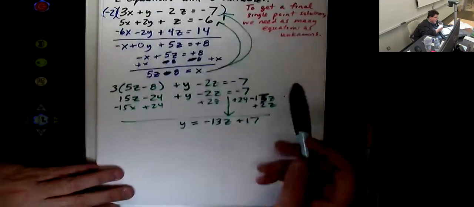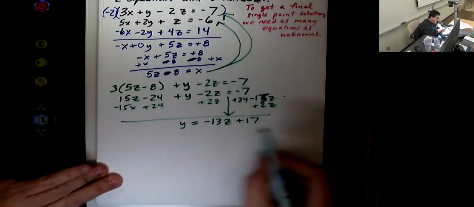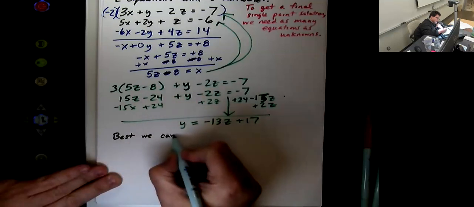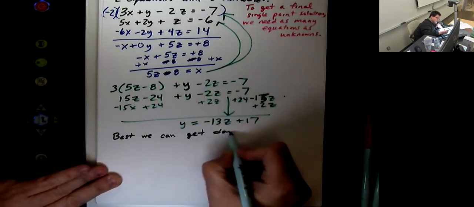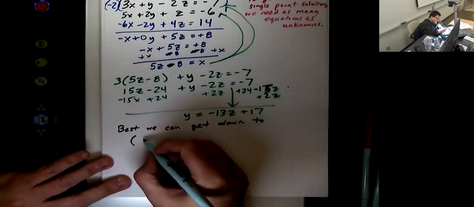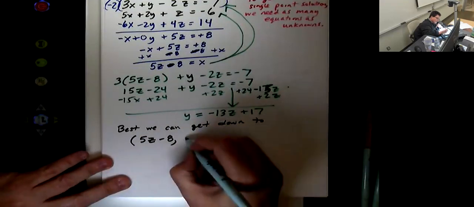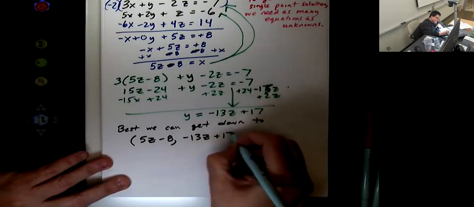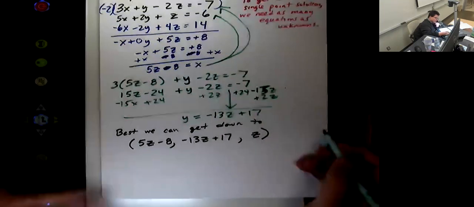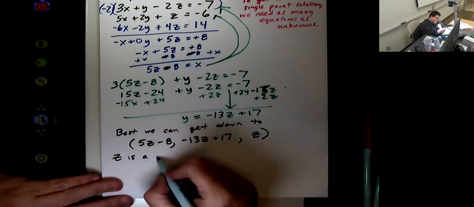So I've got x in terms of z and y in terms of z. The best we can get down to is, instead of having x, we will have 5z minus 8. Y will be -13z plus 17. And z is just z. Z is a parameter here.